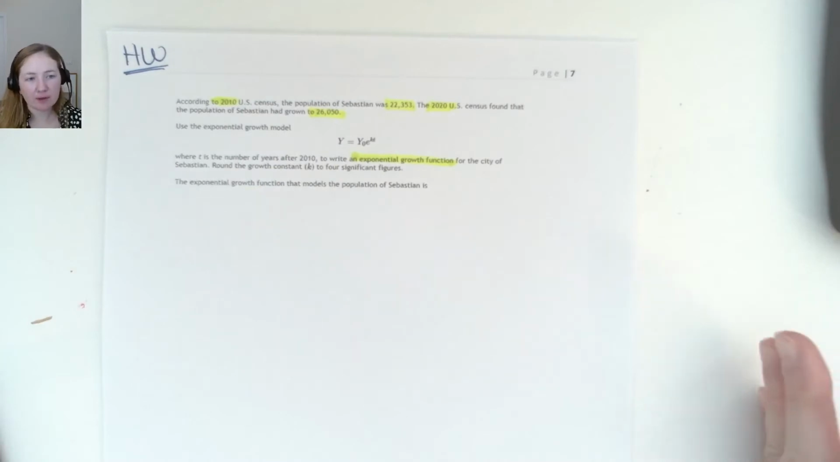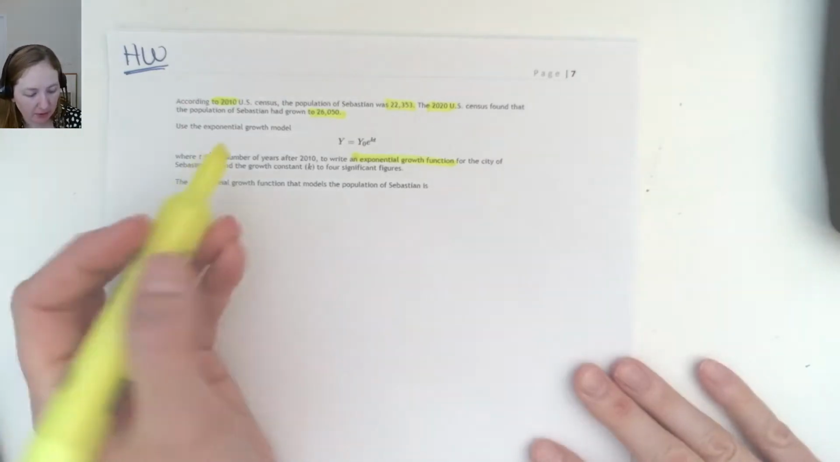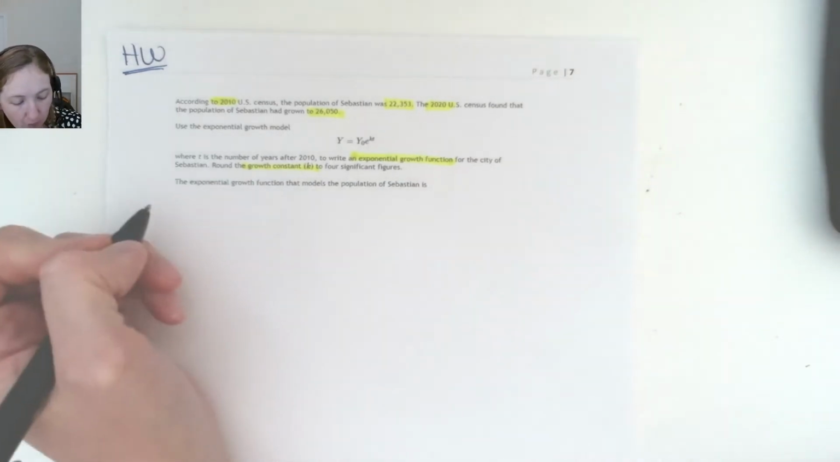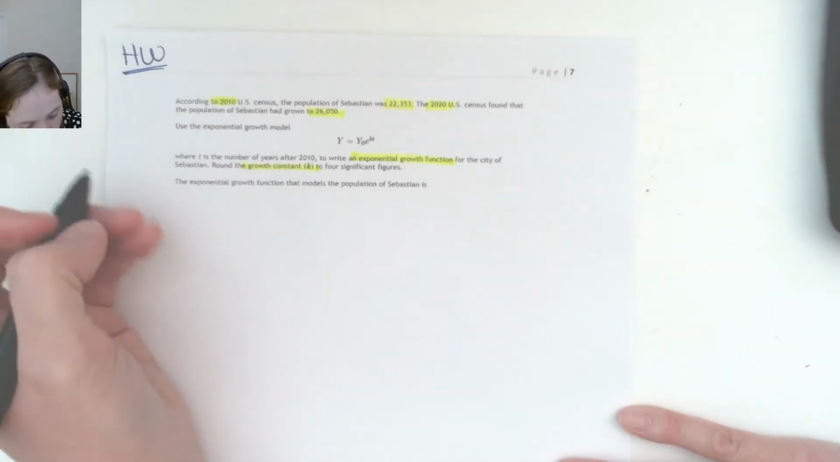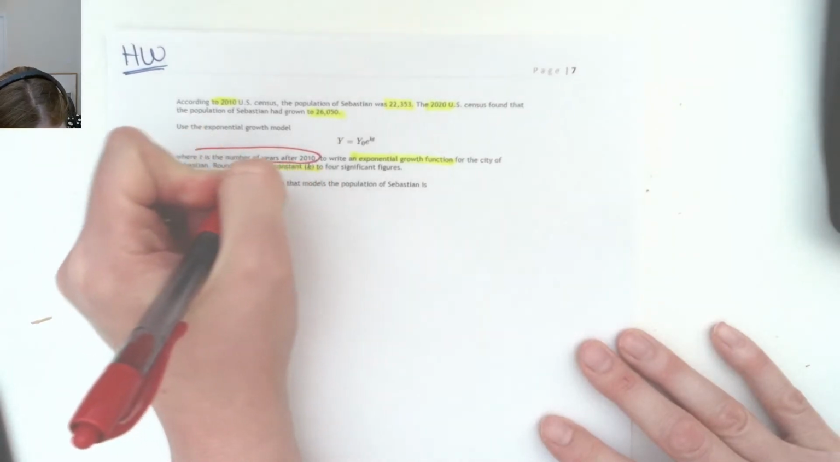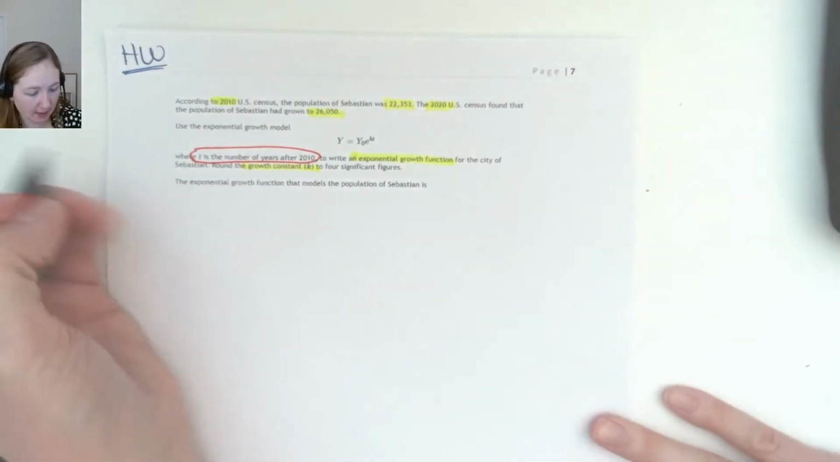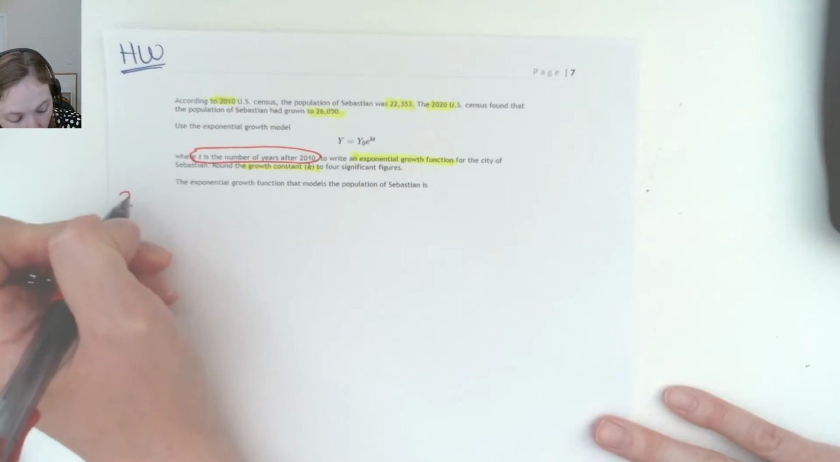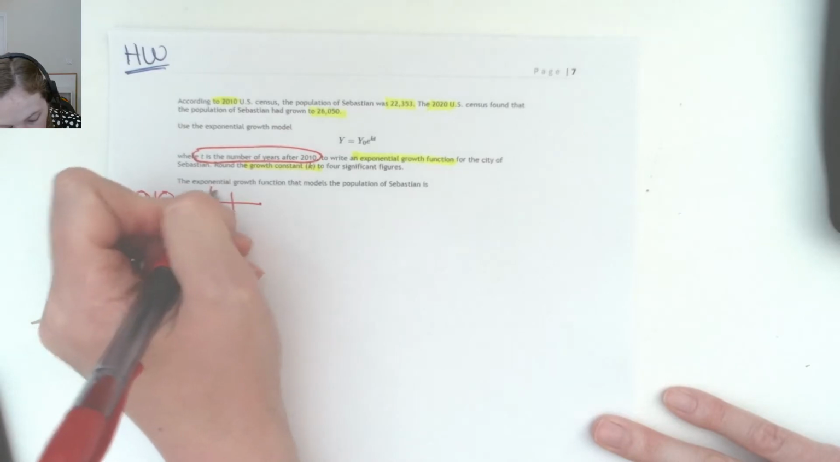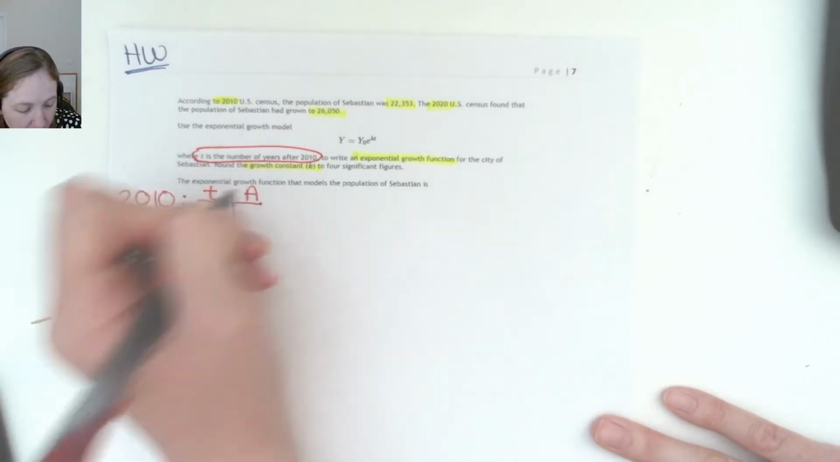The thing that's different about this is we don't really know the R value, or that K value. The growth constant K is what we need to find. So what we're going to do is start with what we know. We know that T needs to be the number of years since 2010. They do specifically say that. So if I'm creating a little T chart where I have T and then my end amount.